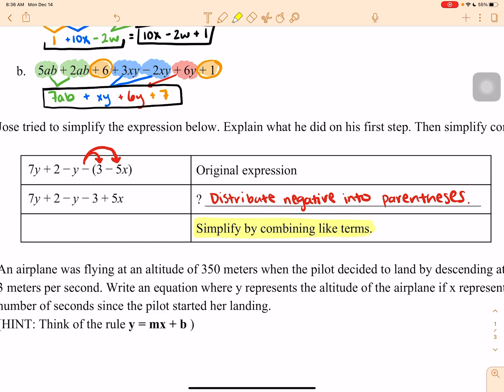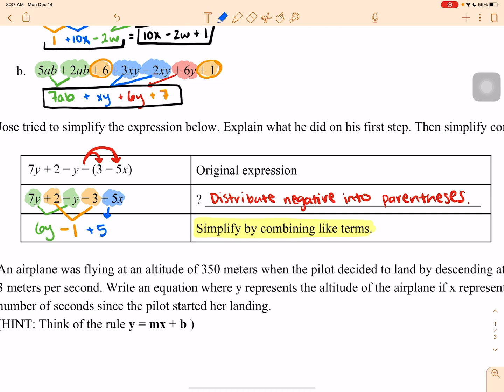Okay. So I'm going to go and use my highlighters again. I have 7y. I have a negative y. And then I have a positive 2 and a negative 3 because those two are both constants. And then I have this positive 5x here, all by itself. So if we want to simplify it, 7y minus y is positive 6y. 2 minus 3 is negative 1. And then the 5x is just all by itself here.